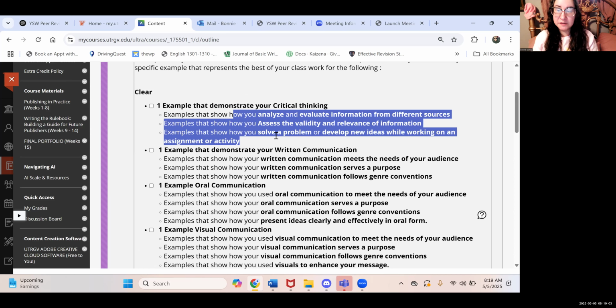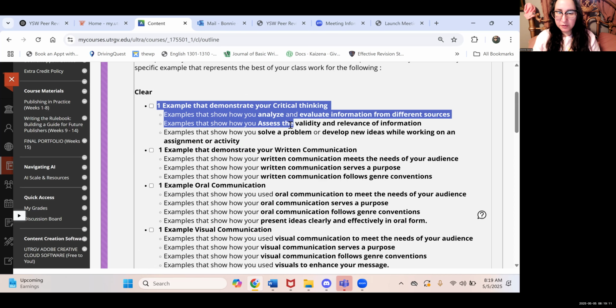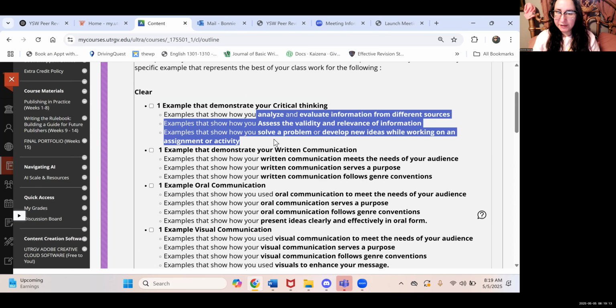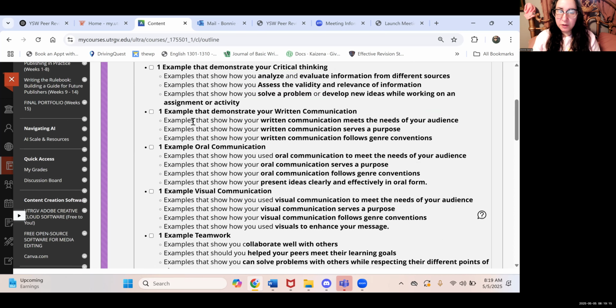You need to be able to explain your example. And I'll talk more about that before I end, just kind of talking about these different things. So one example that shows critical thinking. What is critical thinking? It's these 3 things. You need one example from your work in class that demonstrates your ability to do written communication. So what is written communication?